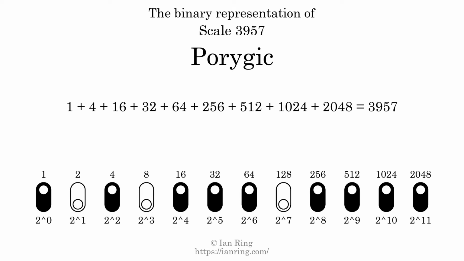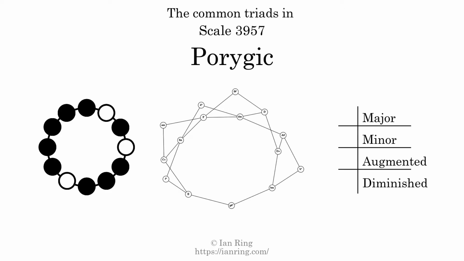The scale number not only enumerates the scale with a unique index, but it also literally describes the tonal content of the scale. Represented as a binary number in base 2, the scale number is 111101110101. Here are the common triads present in this scale.